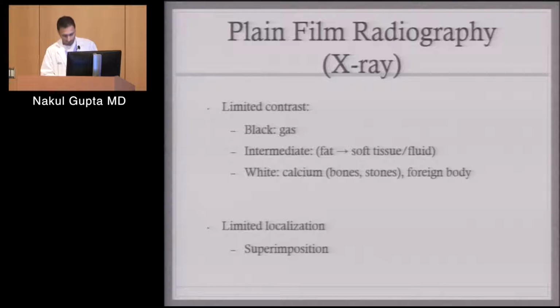Another limitation of plain x-rays is superimposition, because you're taking a 3D structure like the body and flattening it into one 2D image. So things that are in the same plane, anterior to posterior, will be squished, and you won't be able to tell what's more anterior or what's posterior on an AP radiograph, for instance.